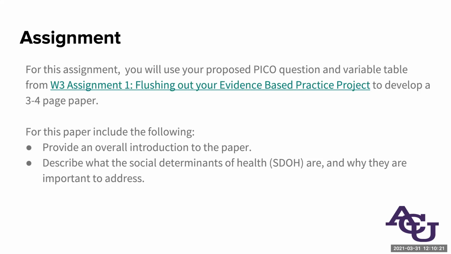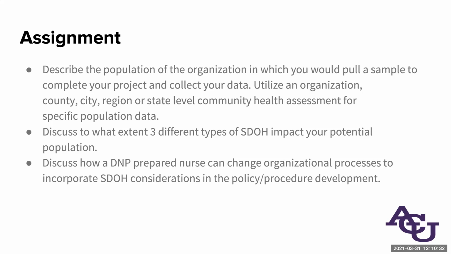Usually I find that the introduction is not a problem. Defining what the social determinants of health are, provided that you use citations that match the particular breakdown you're giving, is not a problem. Describing the population and how to find that data, that's usually where people have trouble, and so that's what we'll spend most of our time on today. But again, remember, focus on 3 different types of social determinants of health. And then discussing how a DNP prepared nurse can change organizational process, that's usually maybe 2 paragraphs or so, so not too much trouble.